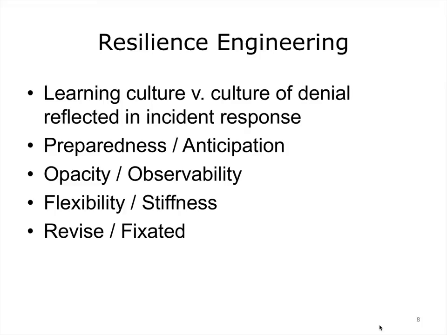Preparedness, anticipation: is the organization proactive in picking up on evidence of developing problems versus only reacting after problems become significant? Opacity, observability: does the organization monitor safety boundaries and recognize how close it is to the edge in terms of degraded defenses and barriers? In addition, it asks the question, to what extent is information about safety concerns widely distributed throughout the organization at all levels versus closely held by a few individuals?